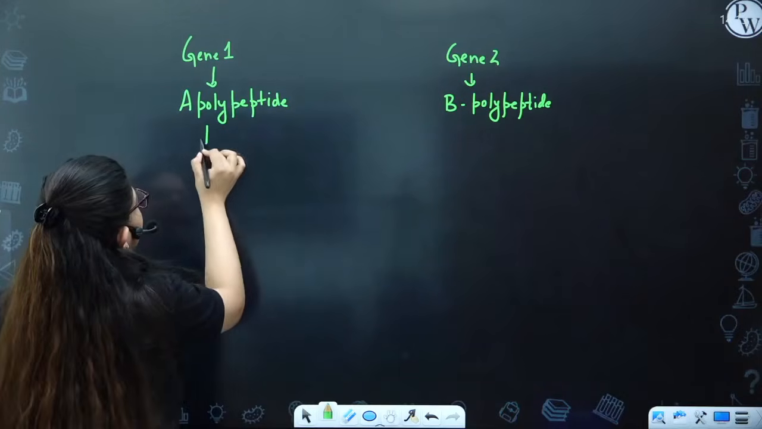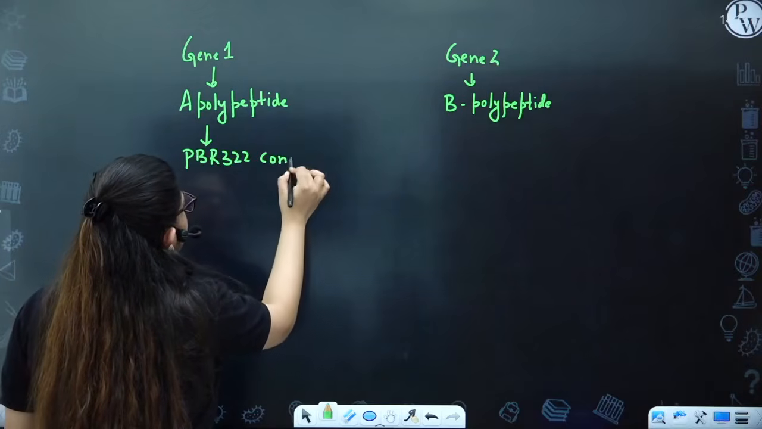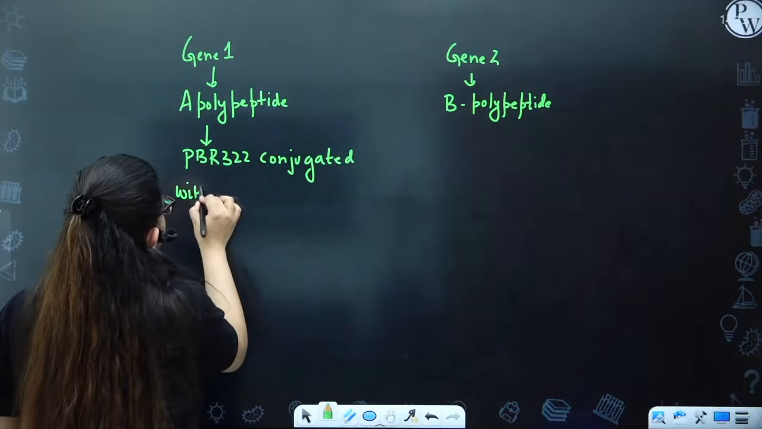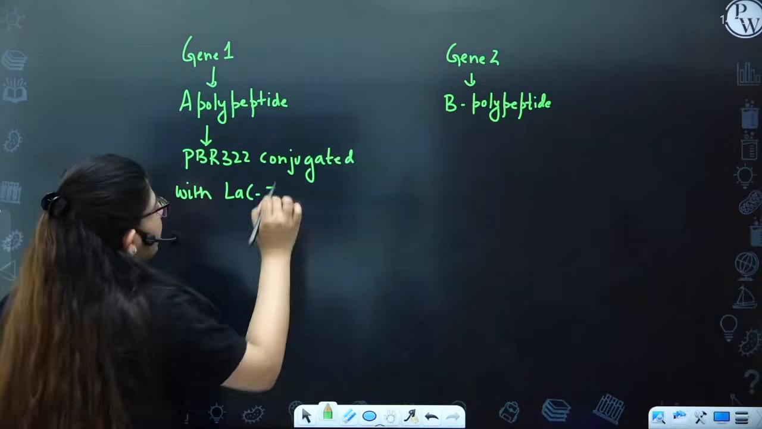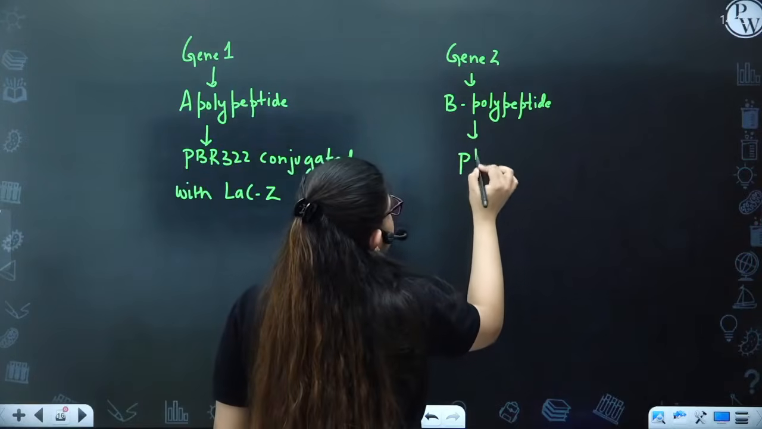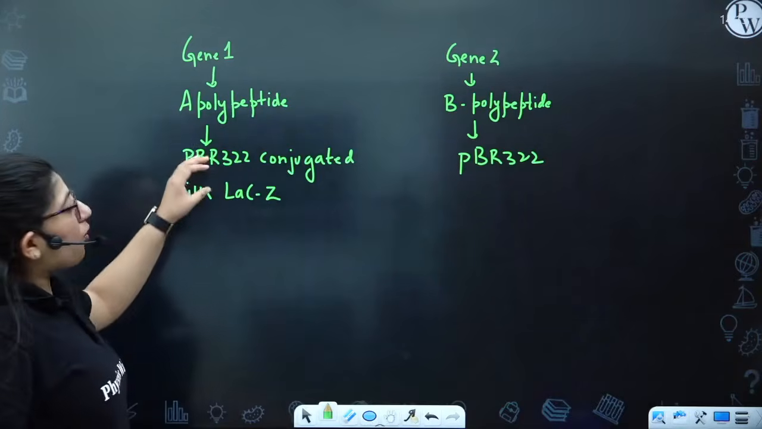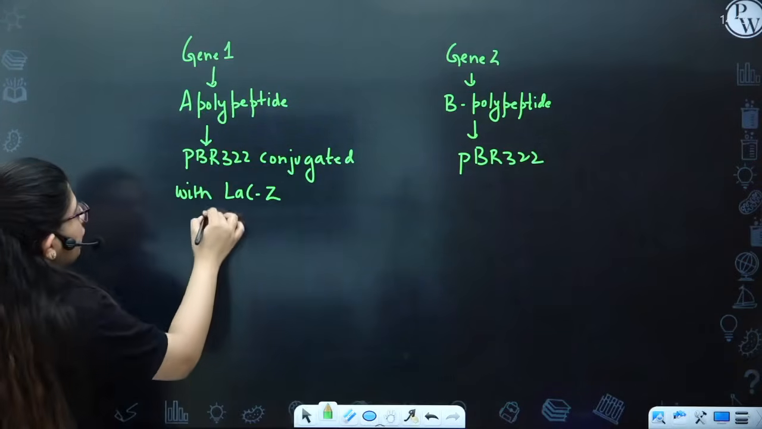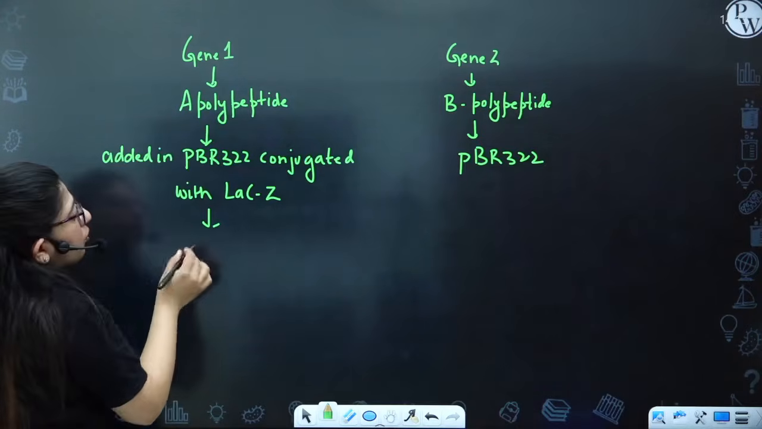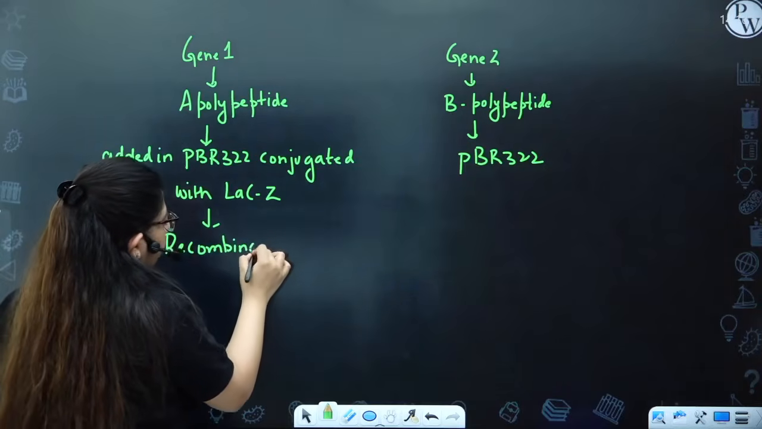And now they added it in pBR322. And this pBR322 is conjugated with the lacZ gene. So that means you are doing selection with blue-white colonies. Okay, again here pBR322 is used, the same pBR322 conjugated with lacZ. Once you joined them, what is formed? This gene is added in pBR322. What is formed here? Recombinant plasmid or DNA.